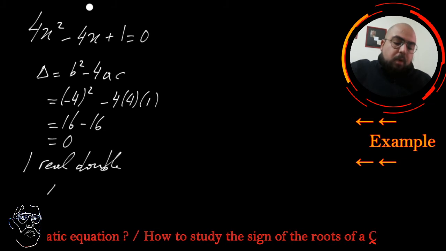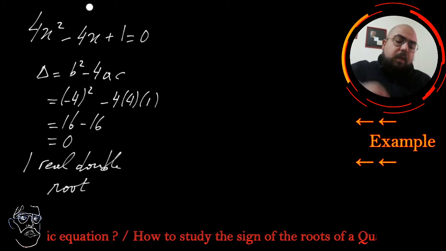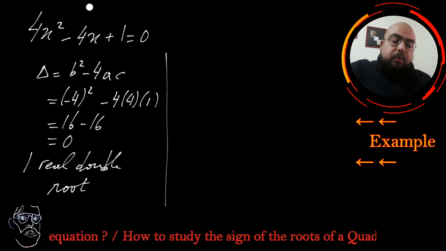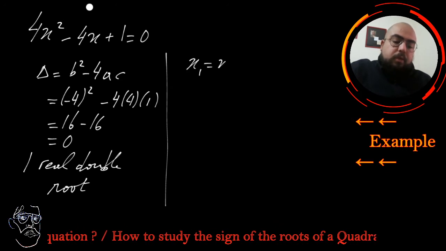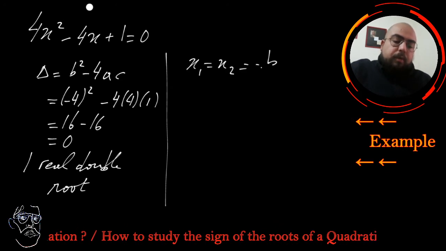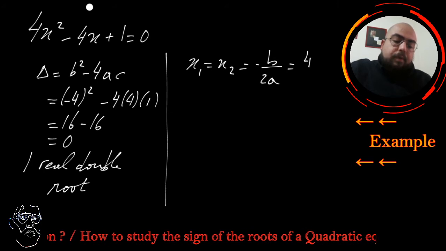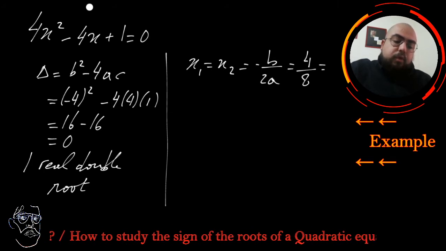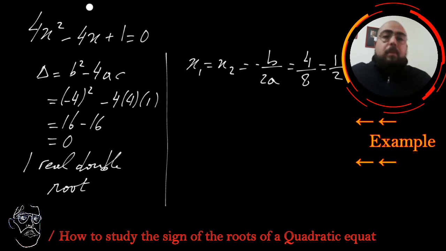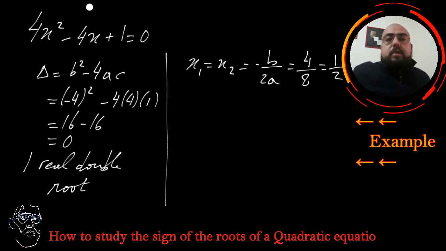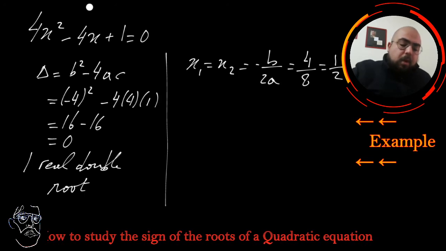All right, one real double root, and in this case you can calculate the root. x1 is equal to x2 is equal to minus b over 2a, so it's 4 over 8, so it's 1 over 2, and that's it. You don't need to discuss the sign of the roots.